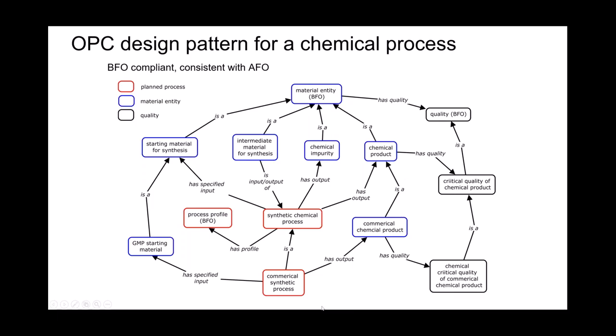And then we can also have subclasses of the synthetic chemical process, like a commercial synthetic process. And then we are going to link those chemical products also to something more like a regulatory quality, like the critical quality attribute. So all the things will be linked together in a very systematic, semantic way.